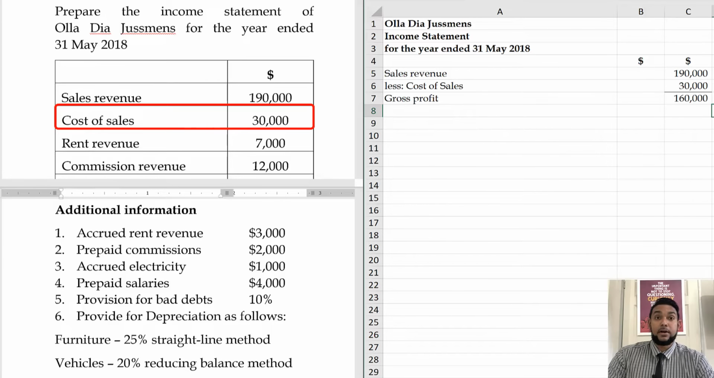To that, you can add other revenue. Now, I have seen some income statements where the expenses are subtracted first and the other revenues added after. That's also fine. As far as I know, there is no one right way to do an income statement. There are wrong ways to do it, so just be careful.